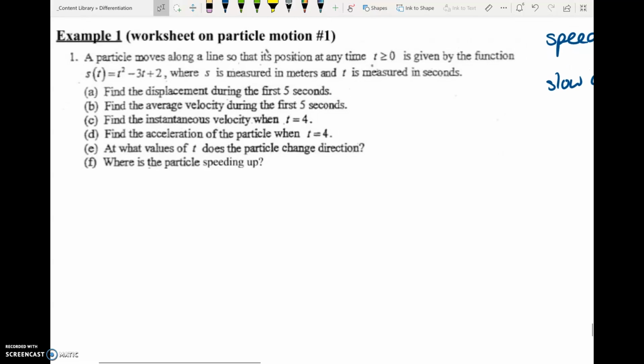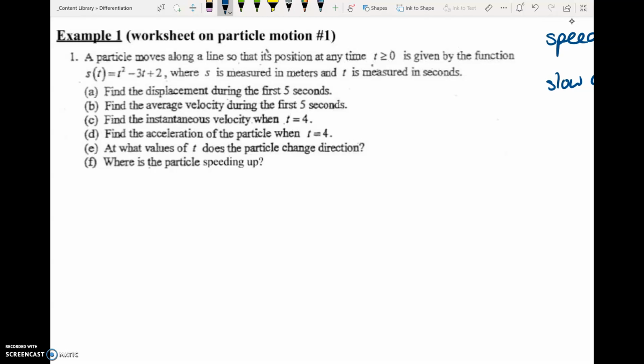All right, so let's look at this example. There are quite a few parts to this, 6 different parts. So we have a particle moving along a line, and we're given its position in terms of time, which is dictated by this function here. So S is measured in meters and T is measured in seconds.